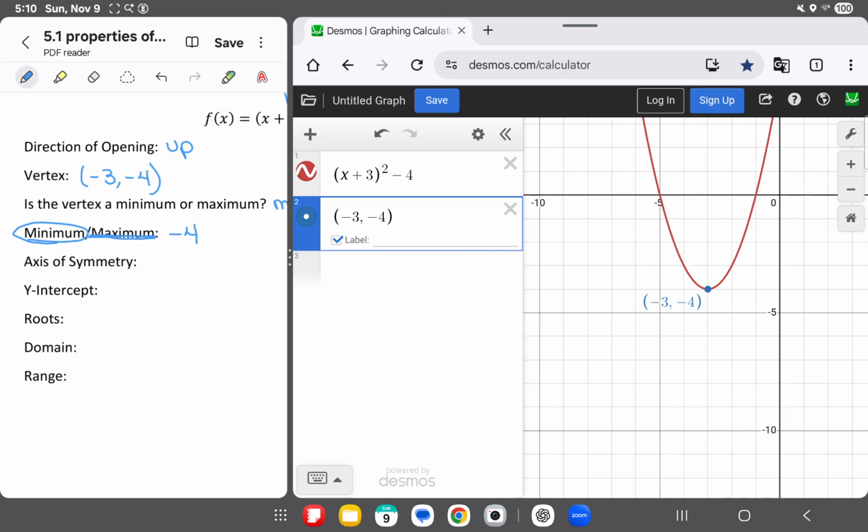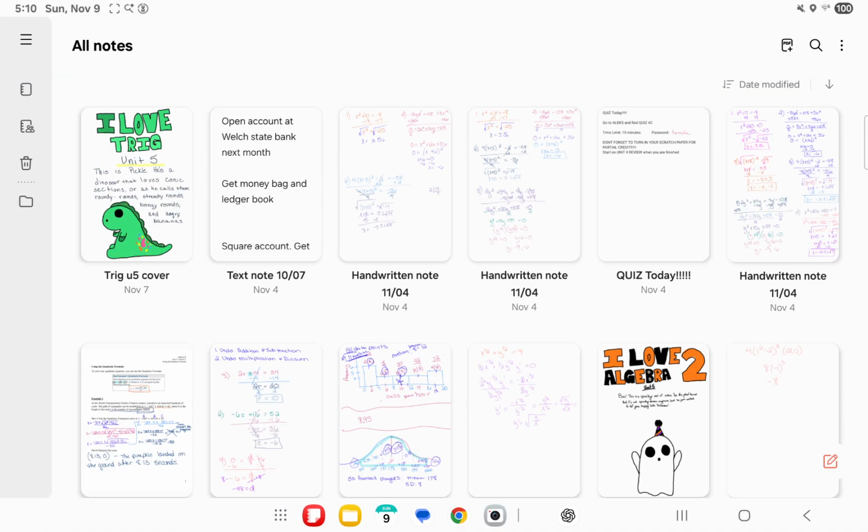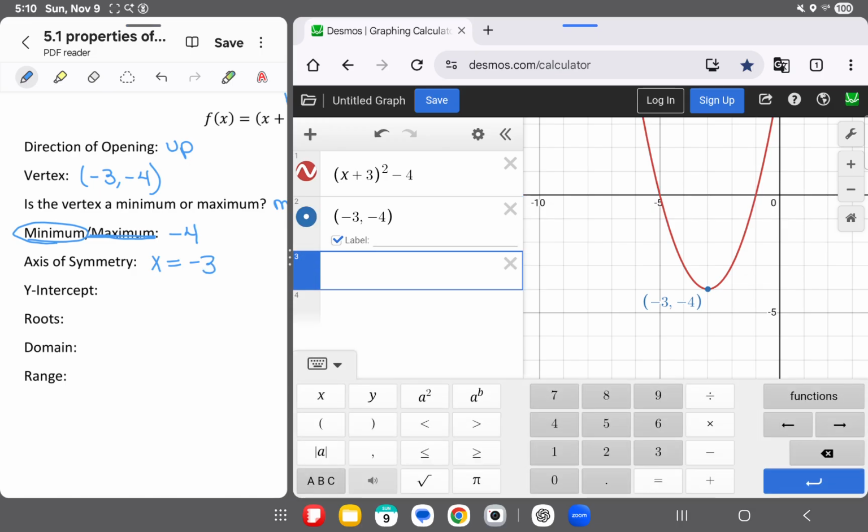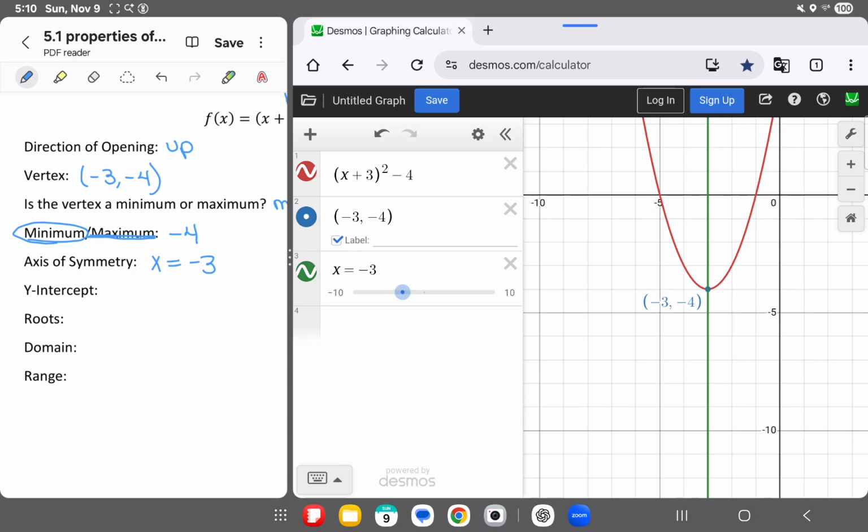And then our axis of symmetry needs to be a linear equation. So that is going to be x equals, because it needs to be a vertical line, and we're going to use that -3. I can actually go ahead and type that in here just so you guys have the ability to see that that vertical line for our axis of symmetry does go straight through that vertex and divide our parabola into 2 equal halves.